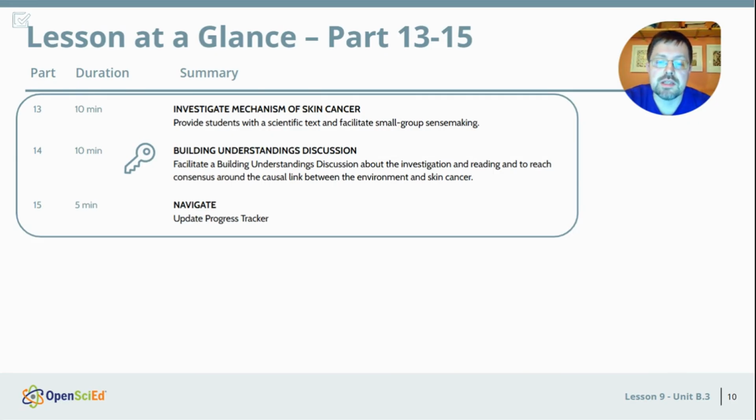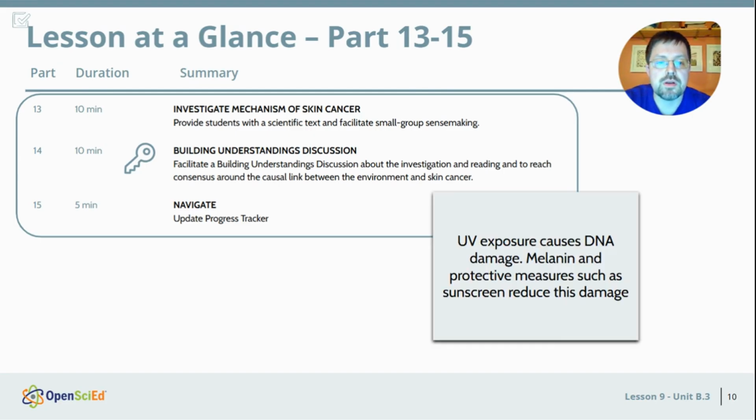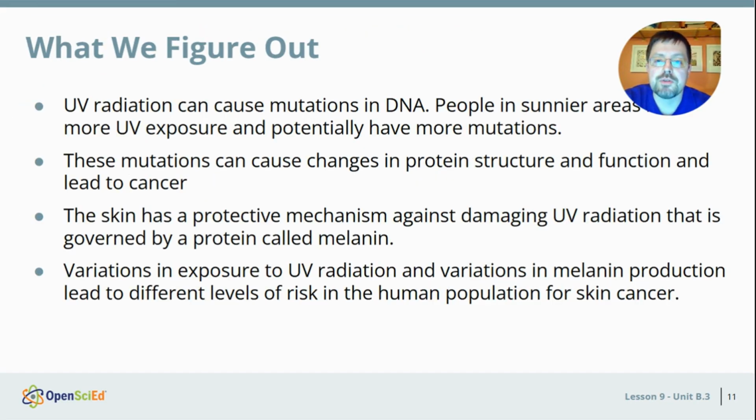In the final section of this lesson, students read about the mechanisms behind UV exposure and cancer risk. We figure out that UV exposure causes DNA damage. Melanin and protective measures such as sunscreen help reduce this damage. After looking at the skin cancer data, conducting the lab, and reading about the mechanisms behind skin cancer risk, we figure out that UV radiation can cause mutations in DNA. People in sunnier areas with more UV exposure have potentially more mutations. These mutations can cause changes in protein structure and function that lead to cancer.